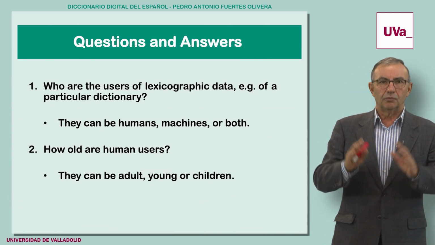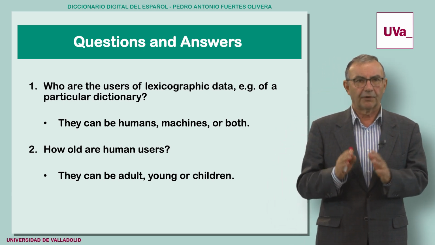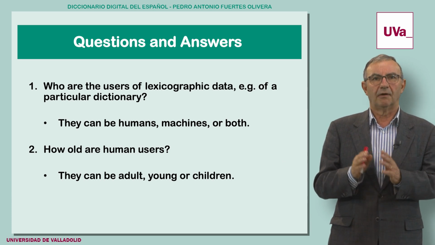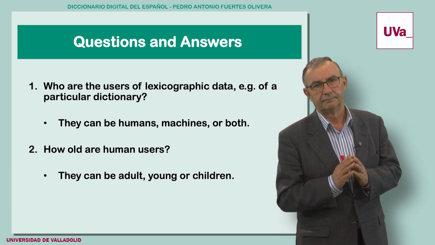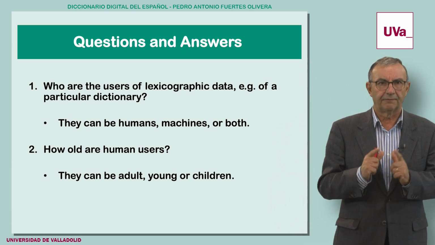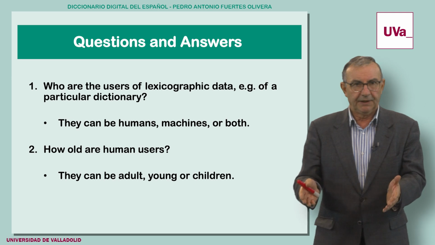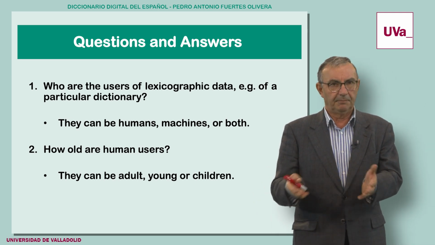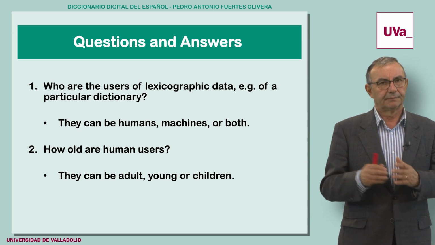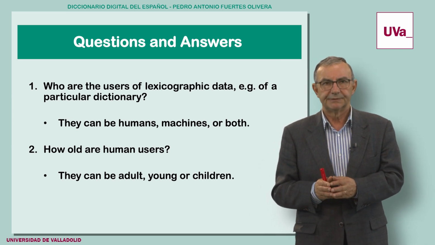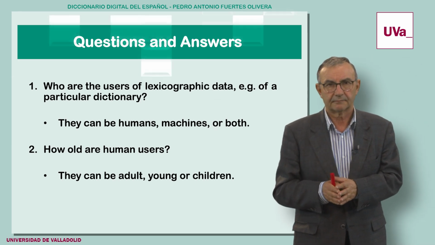So, to do a user profile, we have to ask some questions for creating them. Here is a list of specific questions and answers for creating it. Question number 1. Who are the users of lexicographic data, for example, of a particular dictionary? They can be humans, they can be machines, or they can be both. Second question. How old are, for example, human users? They can be adult, or they can be young, or they can be children, etc.